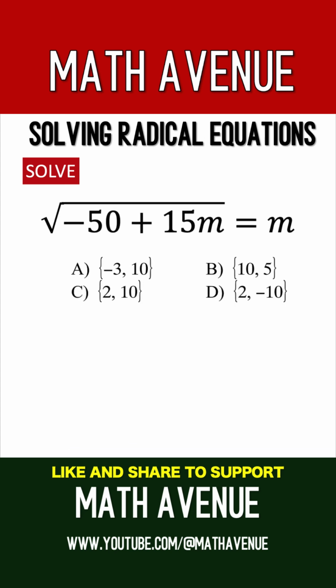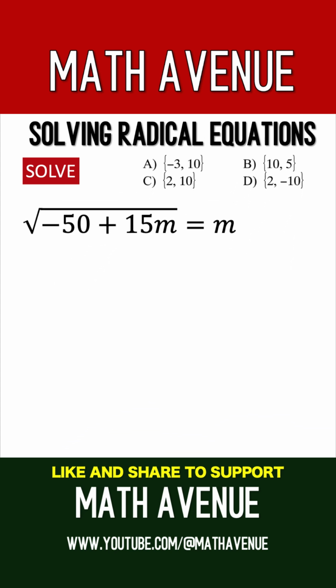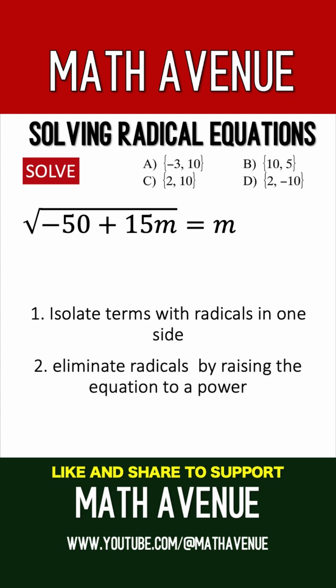Now, when solving radical equations, there are two things that you would like to accomplish. Number one, we would like to isolate the terms with radicals on one side of the equation, whether at the left side or at the right side. But not all the time is that possible. And number two, we would like to eliminate the radicals by raising the equation to a power.